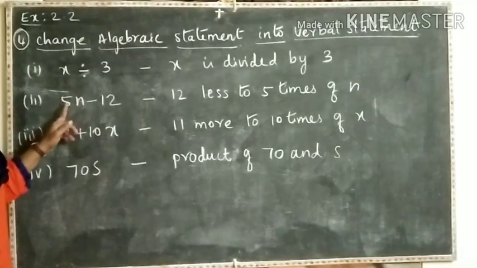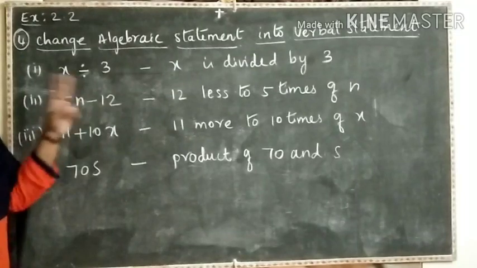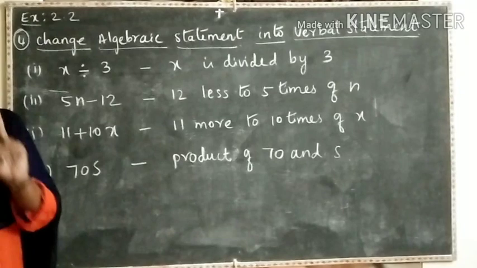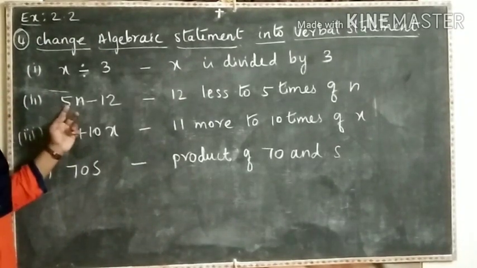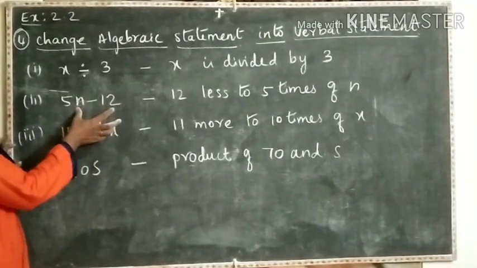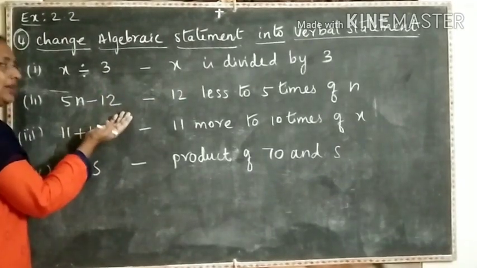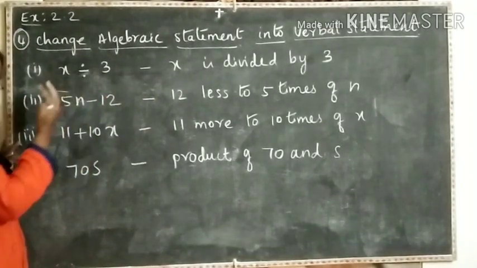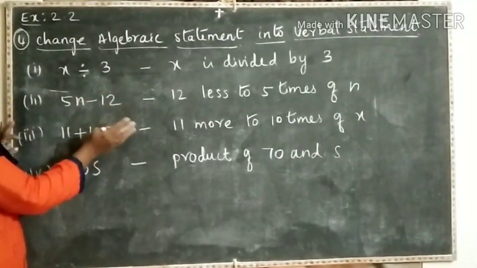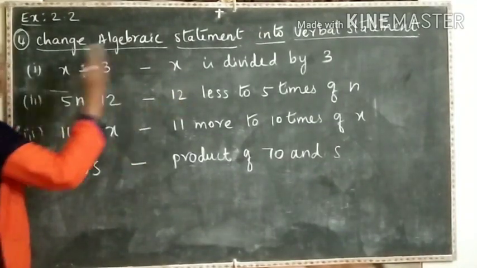Okay, next one. 5n minus 12. When you have product as well as subtraction, two arithmetic operations together, you have to be a little careful. Very simple. So 5n is 5 into n, minus 12. When you have this, you can write the second number, the number you are going to add or subtract, first. Nothing is different there, but it will be easy for you when you write this adding or subtracting number as the first part of the statement.